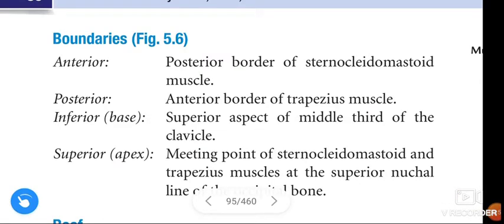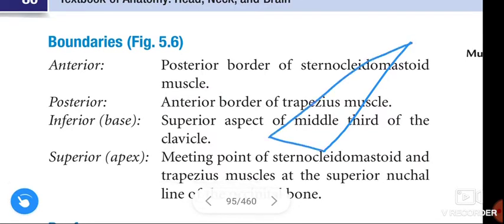Next, boundaries of the posterior triangle: anterior, posterior, inferior, that means base, and superior, that is the apex. First, anterior. The anterior border of the posterior triangle is the posterior border of the sternocleidomastoid muscle.